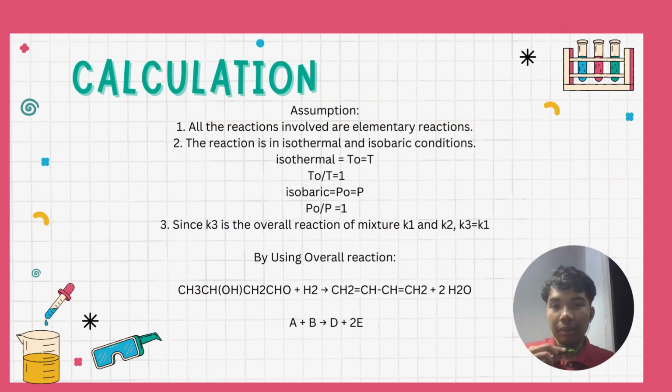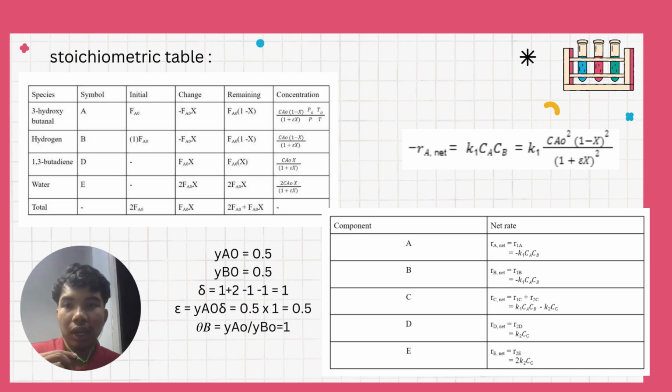Okay, next for the calculation part, we need to make some assumptions. First, all reactions involved are elementary reactions. Second, the reaction is in isothermal and isobaric condition, where isothermal T naught equals T, and isobaric P naught equals P. Third, since k3 is the overall reaction mixture of k1 and k2, then k3 equals k1. By using the overall reaction, A plus B equals D plus 2E, we can build the stoichiometry table and the table for net rate, where negative rA net equals k1 CA CB.